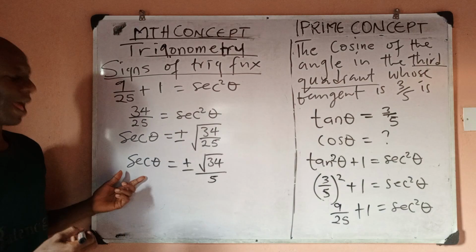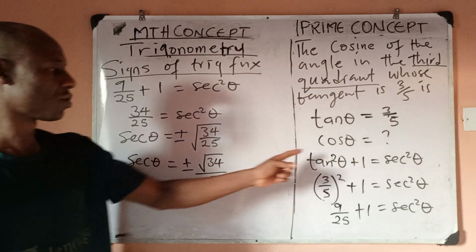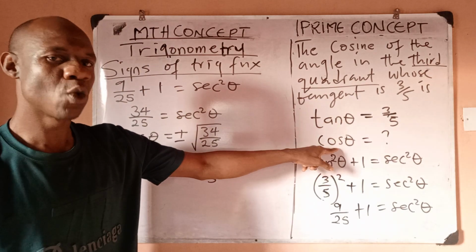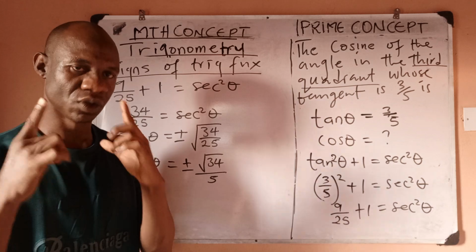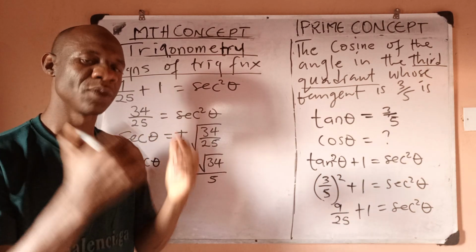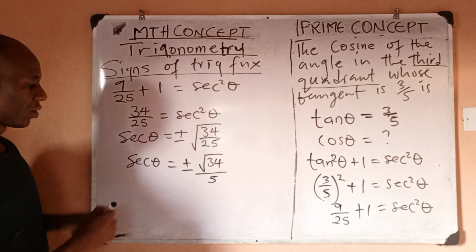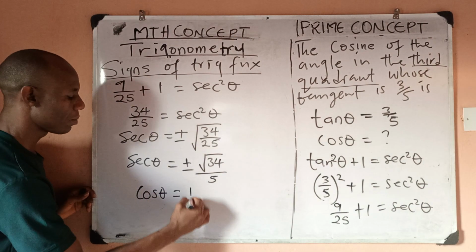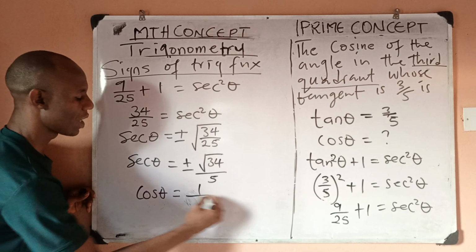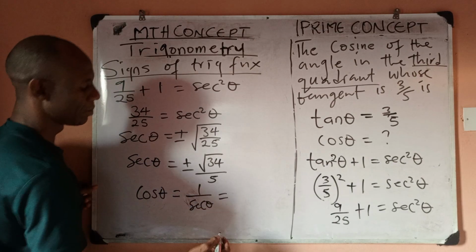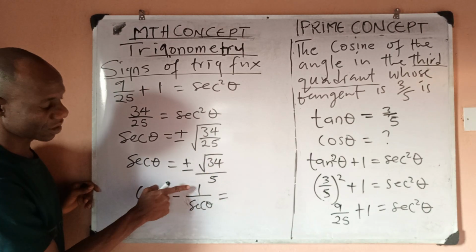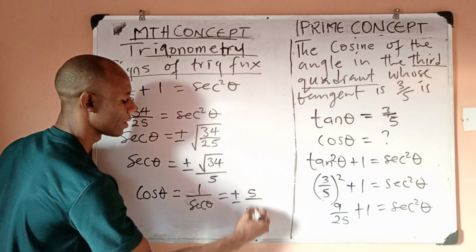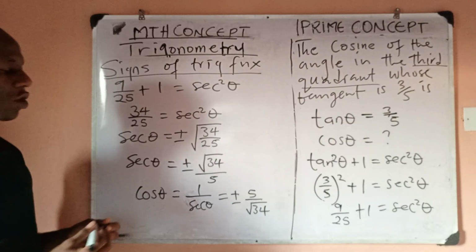So this is what we have as sec, but this is not what we're looking for. They say we should find what? Cos. But do you know that cos is actually 1 over sec from our previous video? You should remember that cos is 1 over sec. Sec is 1 over cos. Same thing. So it means cos theta is going to be 1 over sec theta, which simply means I'm just reversing this. That is what it means, reverse. So I have plus or minus 5 over root 34. So this is what cos theta would be.